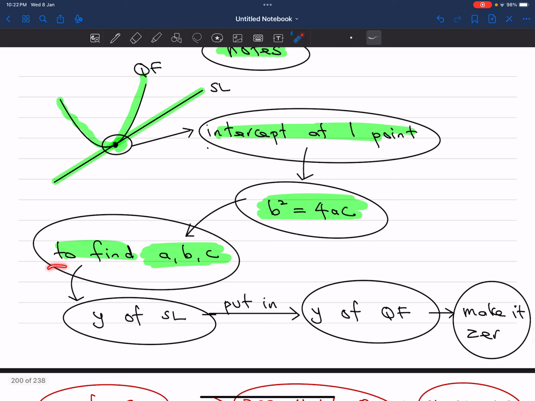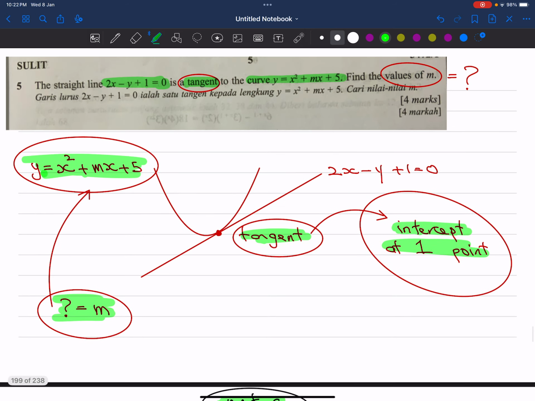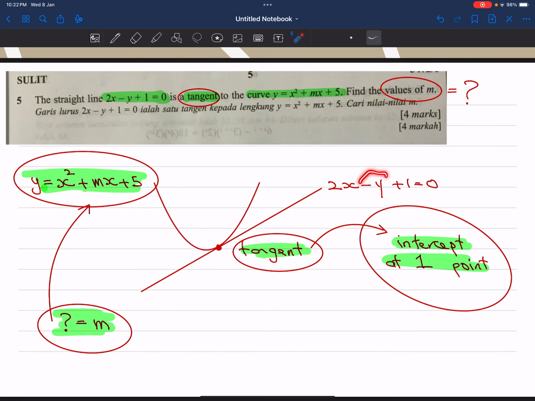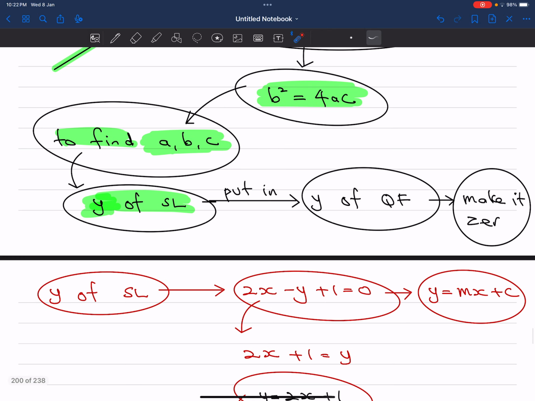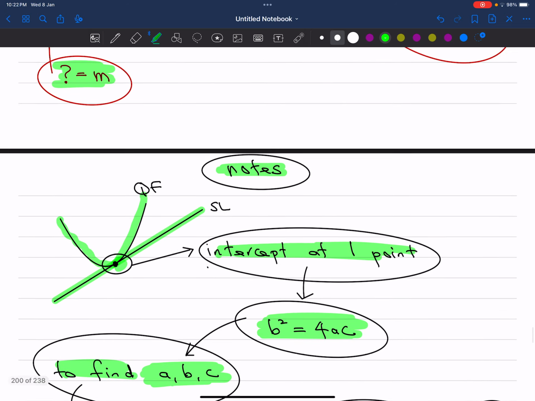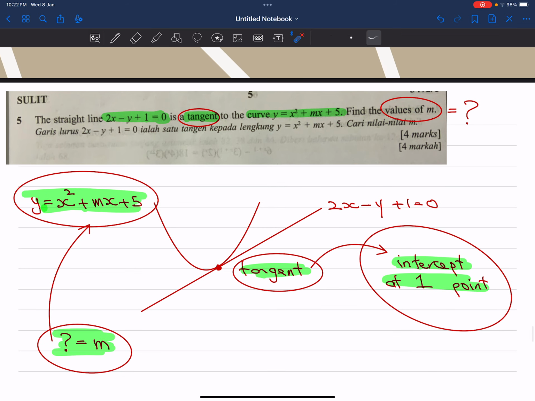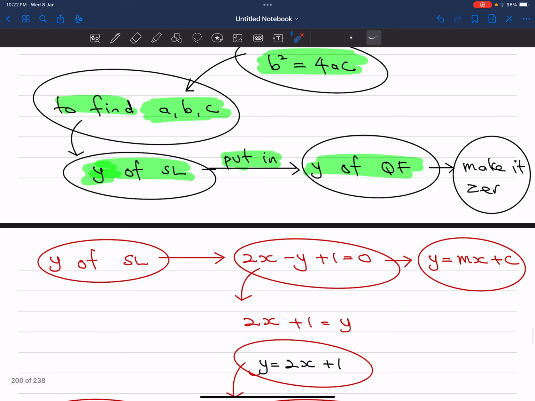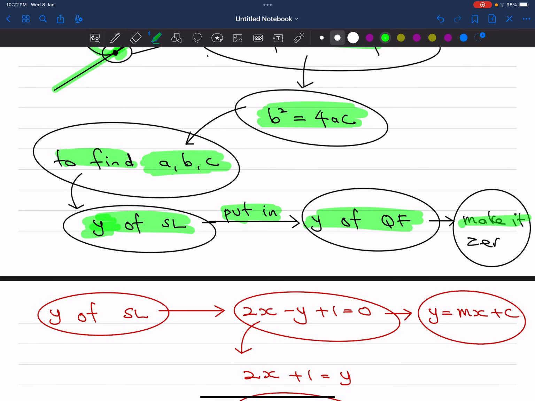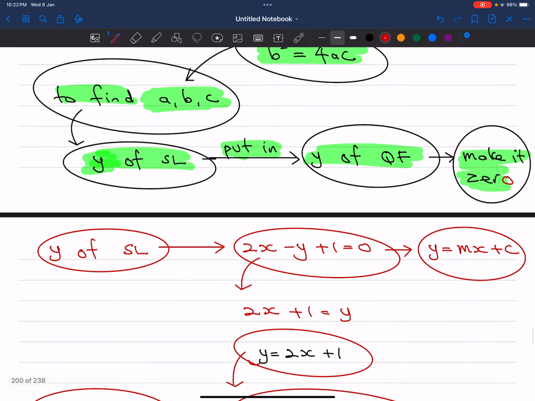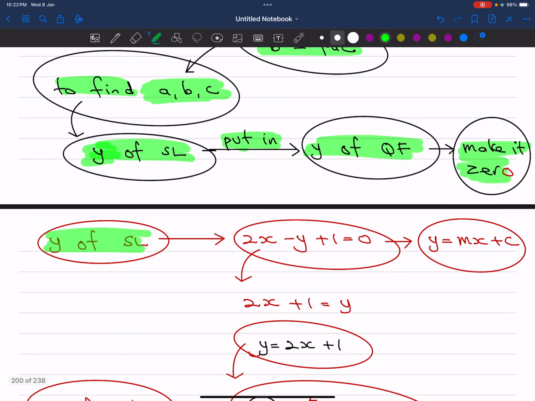To find the a, b, c, you need to take the y of the straight line over here, and put it inside the y of the quadratic function. So now you have to take this y of the straight line and put it inside the y of the quadratic function. After putting it inside, we have to make the equation 0. So now, let us do this. Now the y of the straight line.